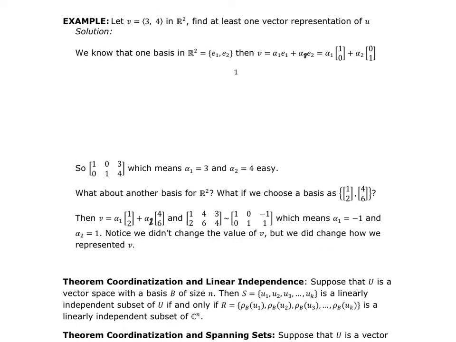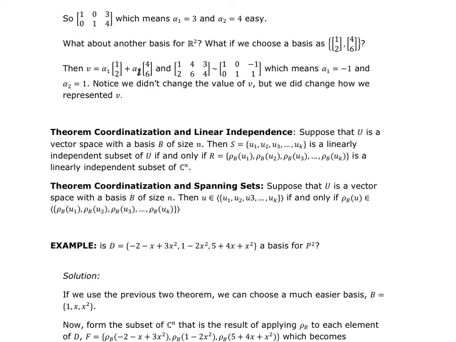That then leads us into a couple of theorems here. The theorem of coordination of linear independence. Suppose that U is a vector space with a basis B of size n. So I have S being u1 to uk, a linear independent subset of U. And it will be a linear independent subset of U if and only if R, which is going to be equal to the function rho_B of u1 all the way up to uk, is a linear independent subset of Cn.